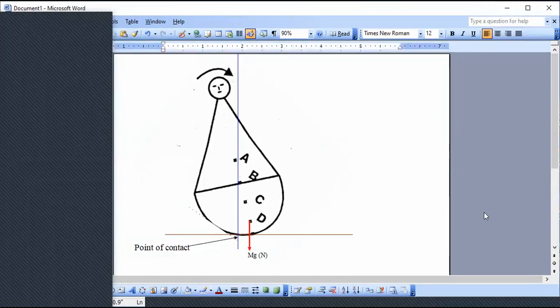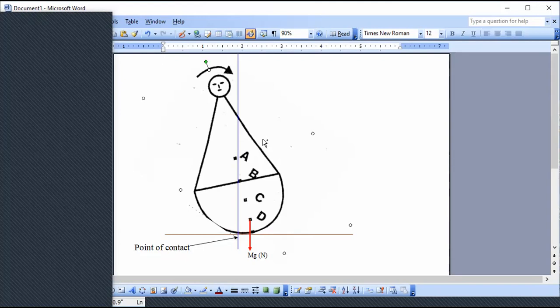If the perpendicular distance to the mg force from the point of contact is simply d, what is the moment there? Mg into d. The distance between this blue line and red line is the perpendicular distance. Am I right here? So then what is the rotating direction of the toy? Somebody unmute the mic and tell me.